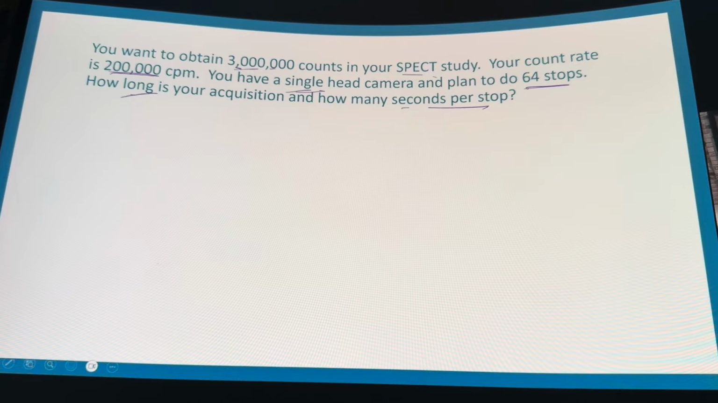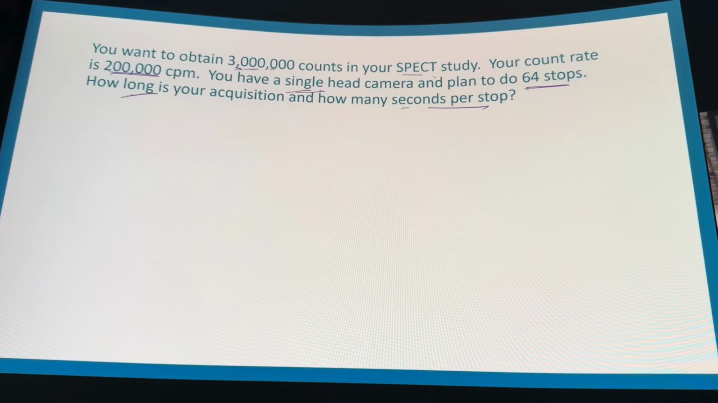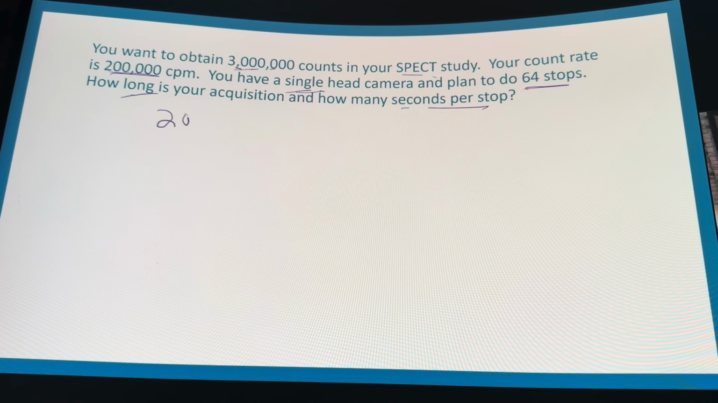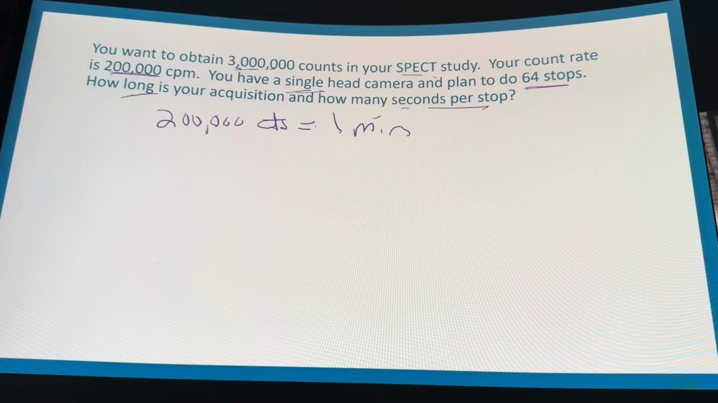All right. So I'm looking at this problem and I am completely overwhelmed. But I remember Sybil telling me, find your conversion. So I'm looking, where is my conversion? 200,000 counts equals 1 minute. I have a conversion. Now, what do I have in here that I can use my conversion on?